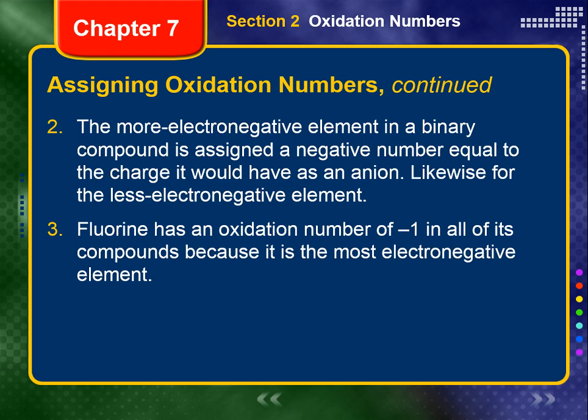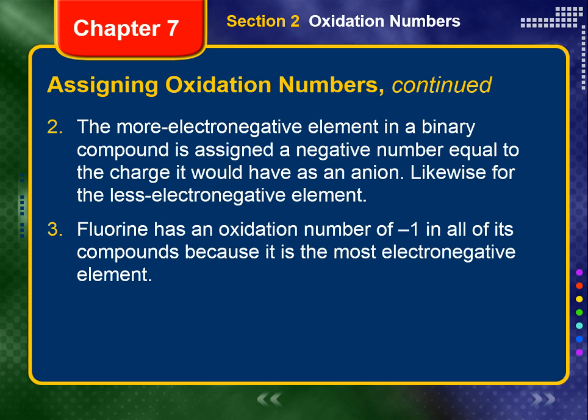Rule 2. The more electronegative element in a binary molecular compound is assigned the number equal to the negative charge it would have as an anion. The less electronegative atom is assigned the number equal to the positive charge it would have as a cation.